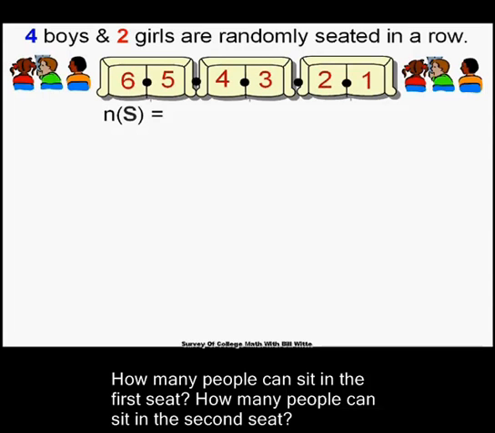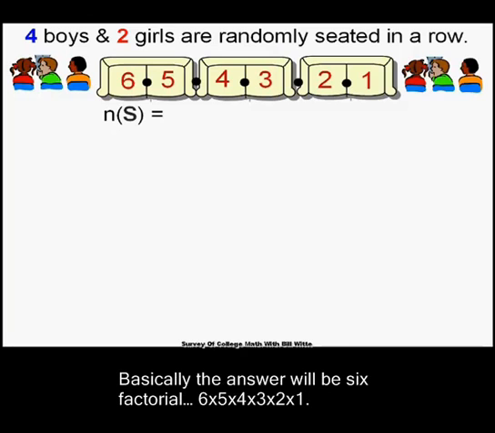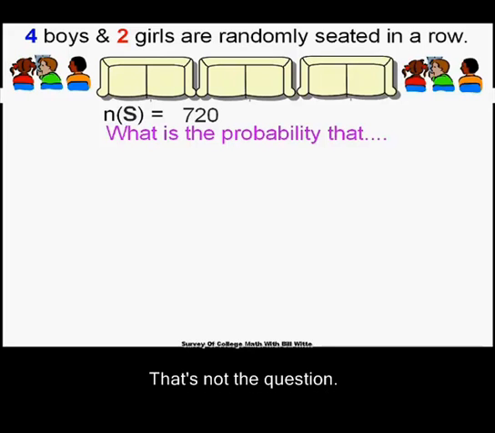The first seat has a choice of 6 people. Second seat has a choice of 5 people, on down to the last person who won't have a choice. If we multiply that out, the number of events in our sample space is 720. Now we want to know the probability that, you ready for this?